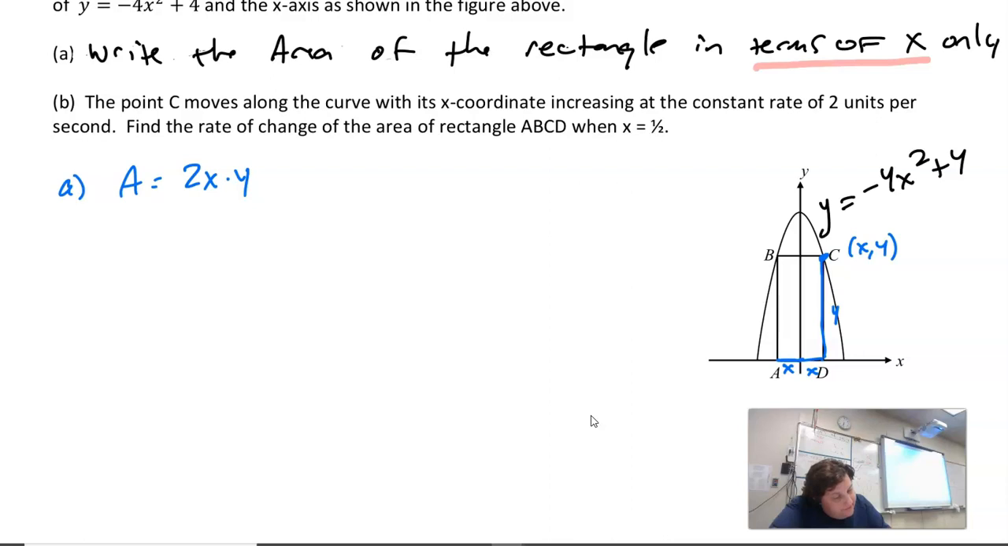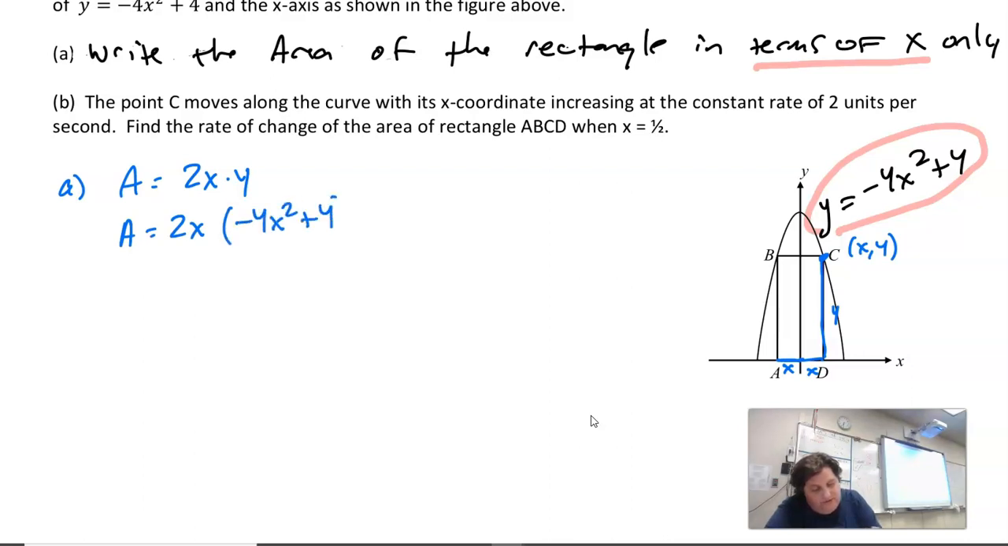I can actually do that with this equation right here. So the area is 2x, and then y is negative 4x squared plus 4. Now, you don't have to simplify that. I'm going to, because it's going to help me on my next step. So I'm going to go and write negative 8x to the third plus 8x. So that's going to be the area of my rectangle.